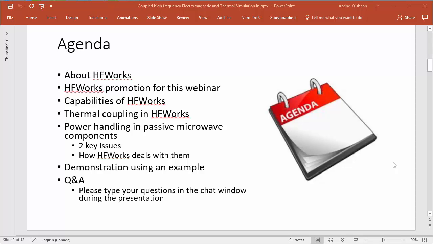Let's take a look at the agenda for the day. We're going to start this presentation by briefly talking about what is HFWorks, and we're going to look into the capabilities of the software, especially with regards to the thermal coupling between HFWorks and the thermal simulation. We're going to look at two key power handling issues that are present in passive microwave components, and we're going to look at how HFWorks deals with them. Finally, I'm going to use a couple of demonstration examples to highlight this capability inside HFWorks.